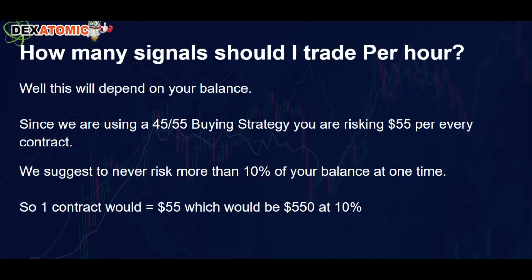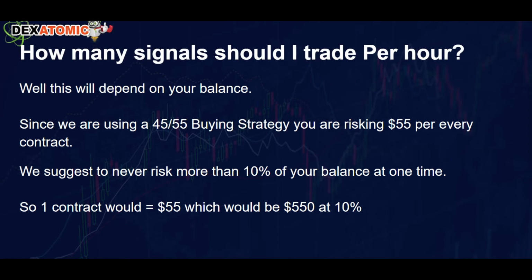Now, how many signals should I trade per hour? Well, this really depends upon your balance on your Nadex account. Since we're using a 45-55 buying strategy, you're risking $55 per every trade. We suggest that you never risk more than 10% of your balance at any one time. So one contract would equal $55, which would then be $550 at 10%.